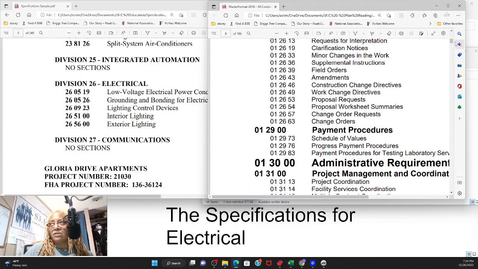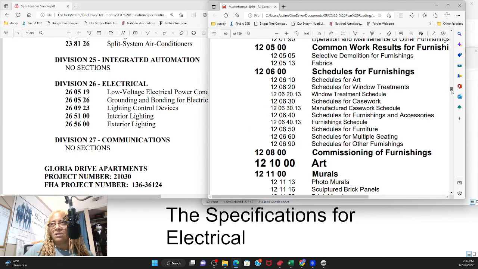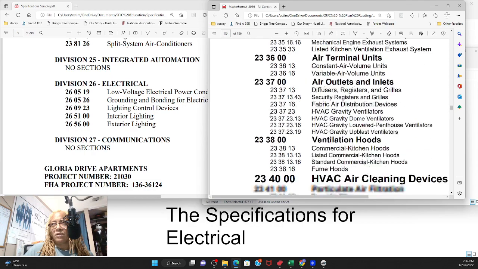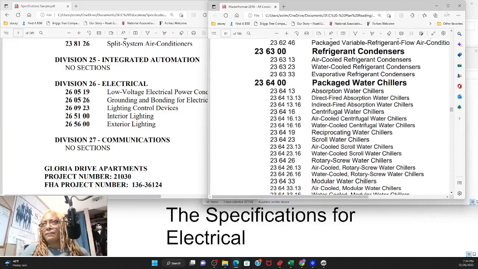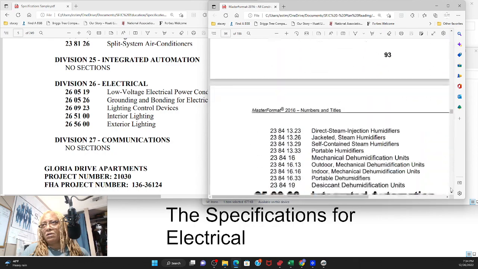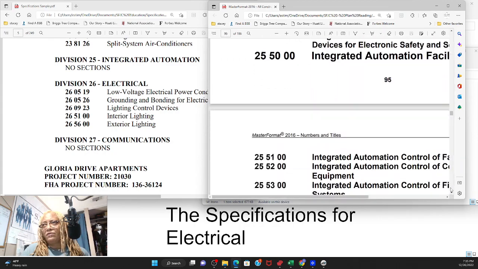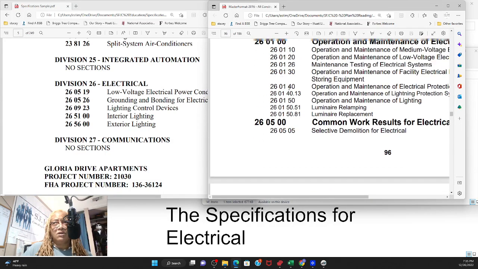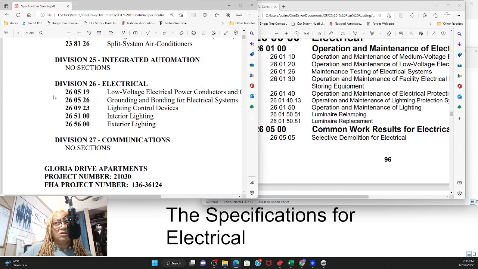And we've got quite a ways to go. Let's see if I can go down here a little quicker. All right, 23. A little quicker. 25, 25, 26. All right, so let's look and see if they coincide. 26, so our actuals on the left are low voltage electrical power and conductors. And what is the master format, or what are the specifications?